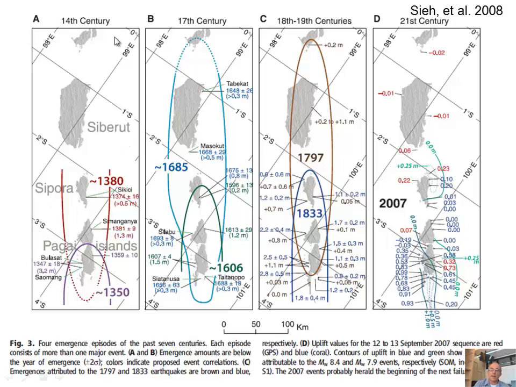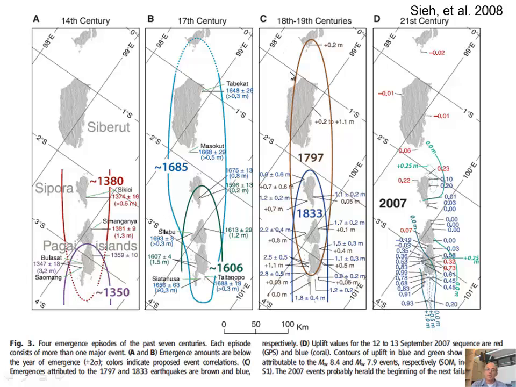They say 4 emergence episodes. What you can see, like in 1380, there's this site with more than 0.5. This one's 1381, 1 meter. And then it looks like in 1350, there were some 3.2 and so on. Then they reconstruct, like 1685 had these measurements in blue, and then 1606 has those. As you see, as we come closer to the present, our ability to characterize these events improves.